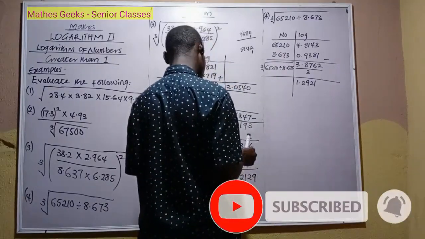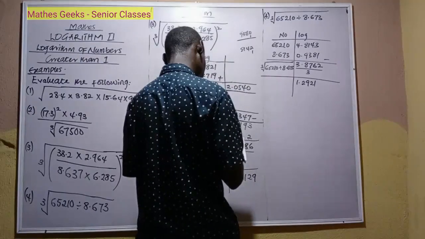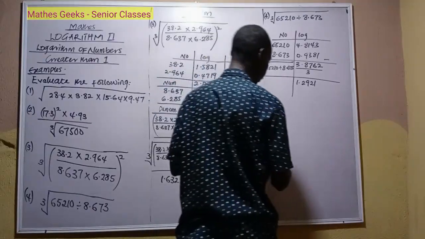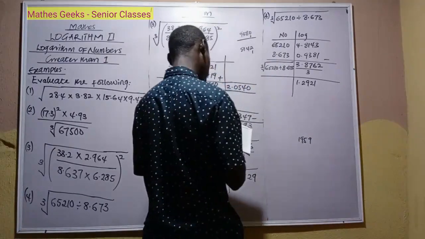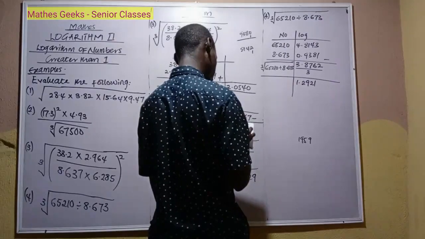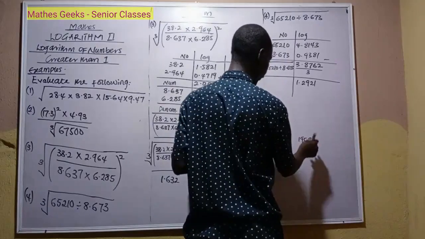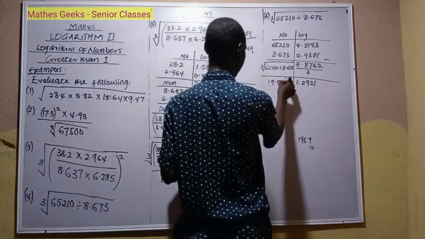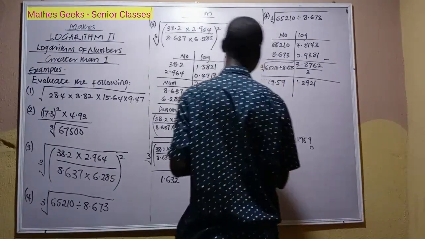0.29 under 2. 0.29 under 2 will give us 1959. Difference 1 is 0. That's 1959. That will give us 19.59. That's the answer: 19.59.